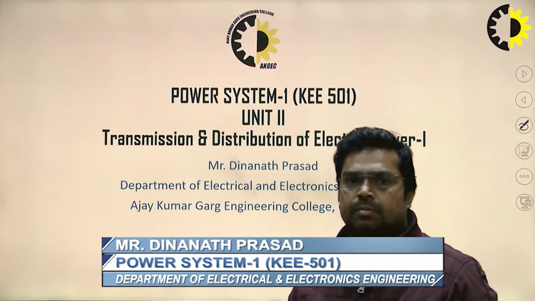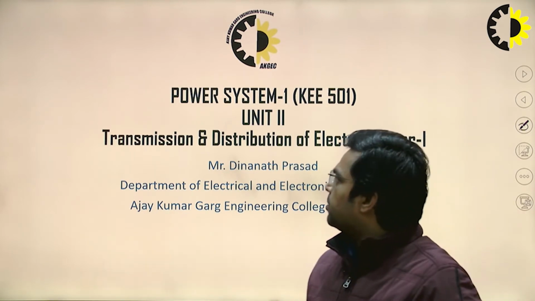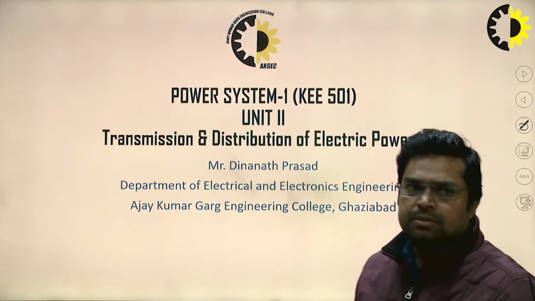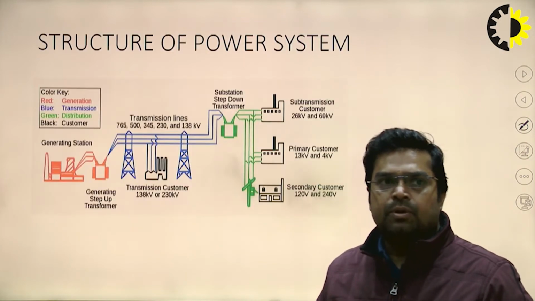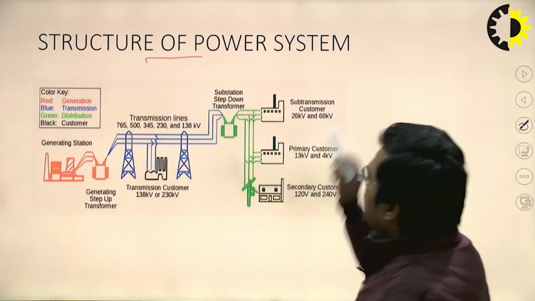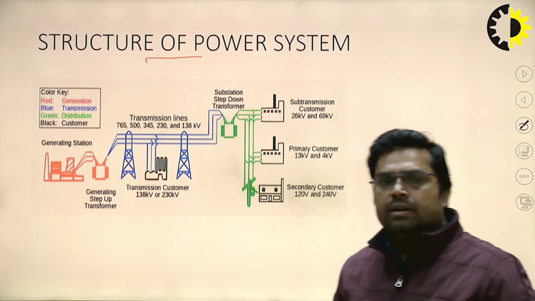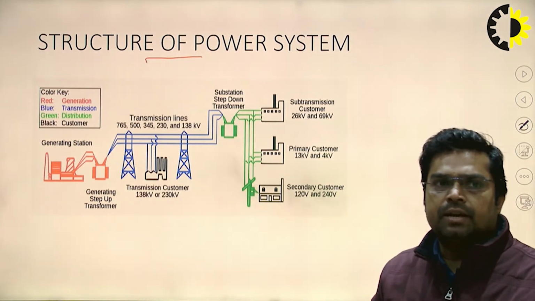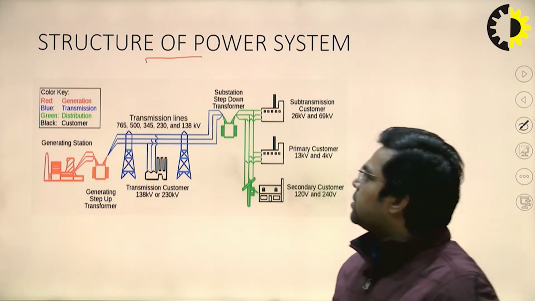I am going to discuss the transmission and distribution of electrical power system 1. This is a very important topic. In this topic, I will cover 2 points. First is the structure of the power system, how the structure of the power system is defined, and another is the single line diagram of the power system. So, coming to the first topic, the structure of the power system.